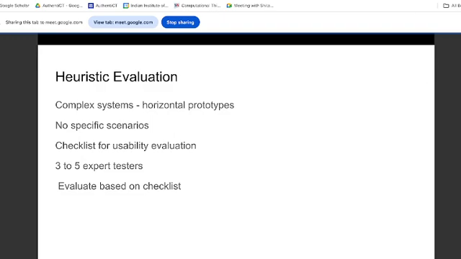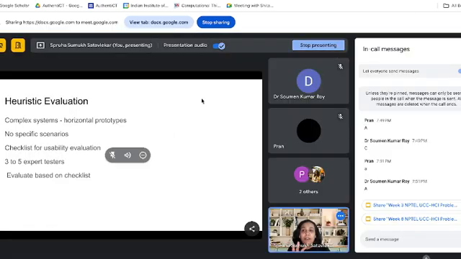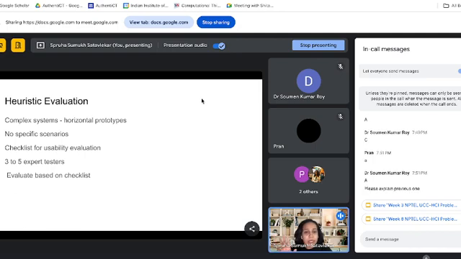Why horizontal prototypes? Because here we don't explain what is a particular scenario or a task that the user has to perform. We just give the application to all 3 to 5 users. We don't give specific scenarios. We just provide them a checklist for this usability evaluation. This is not an open-ended thing.